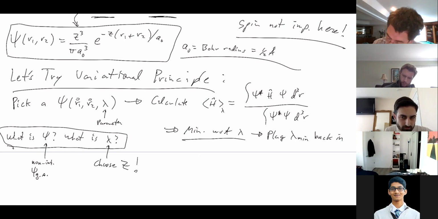And there's really a physical reason for choosing Z. So Z is now our parameter, okay? Z, remember, for helium, Z has a real number. What is Z? Tell me.